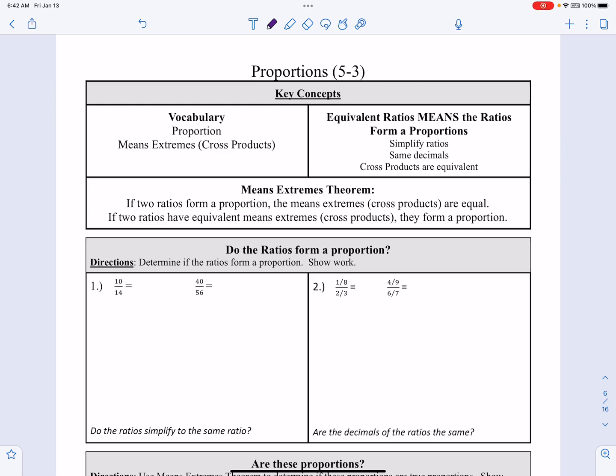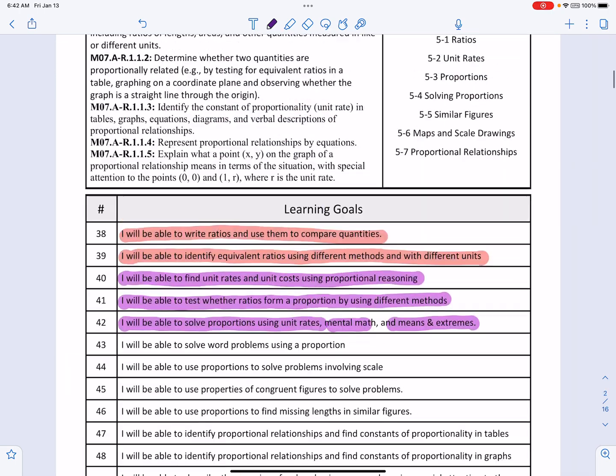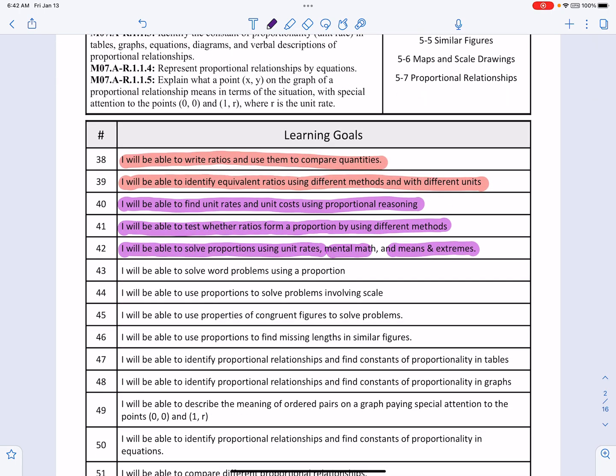All right, let's take a look at your next lesson. We're going to do 2-in-1. This is proportions 5-3 and setting up and solving proportions. Heading up to your learning goals today, we're looking at 41 and 42.